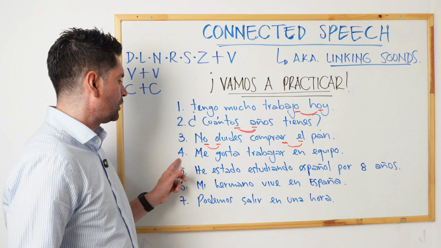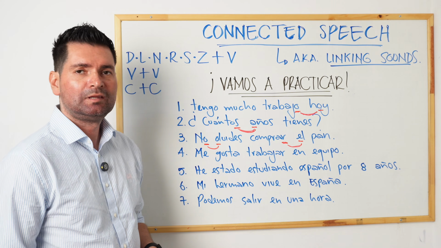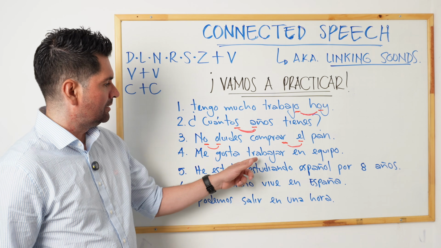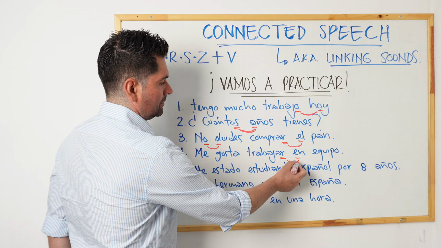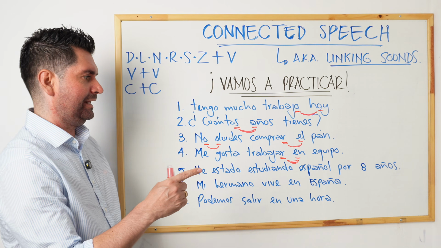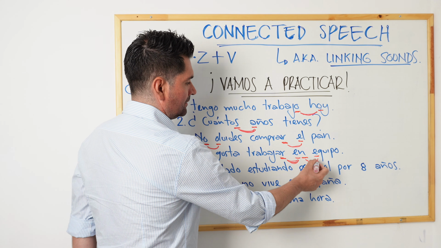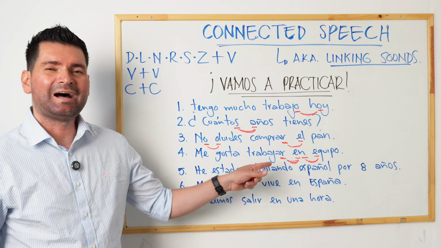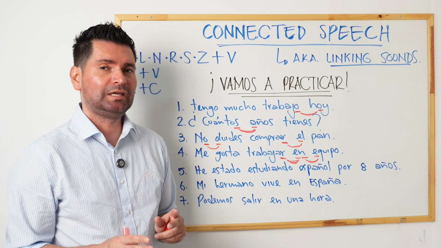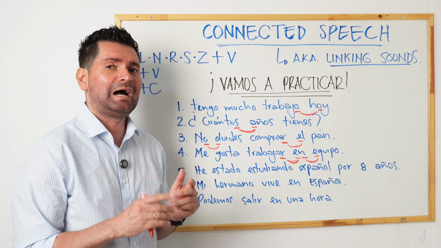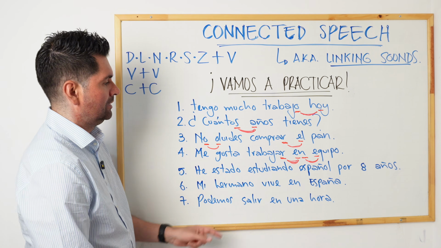Let's continue. Número 4. Me gusta trabajar en equipo. Me gusta trabajar. The R is going to connect to the E. Trabajar en. And then the N is going to connect to this E. Trabajar en equipo. Me gusta trabajar en equipo. I like working as part of a team. Or I like working in a team. Me gusta trabajar en equipo.